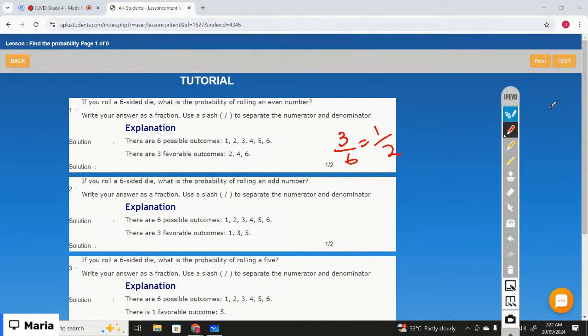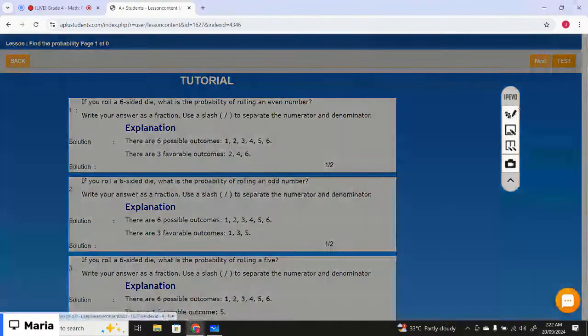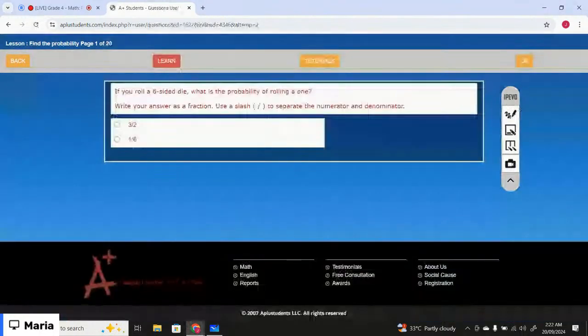Let's just start with the test questions. You can have a look at the tutorial by yourself later today. They are already solved, right? If you roll a six-sided die, what is the probability of rolling a 1?